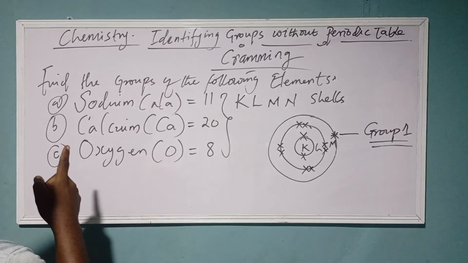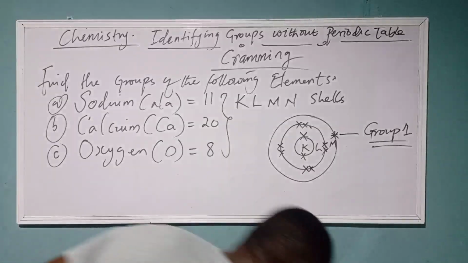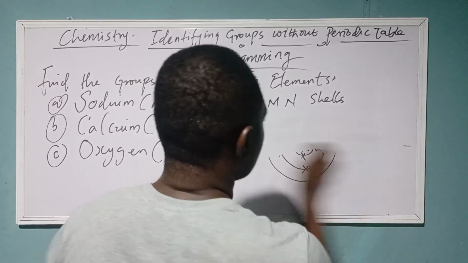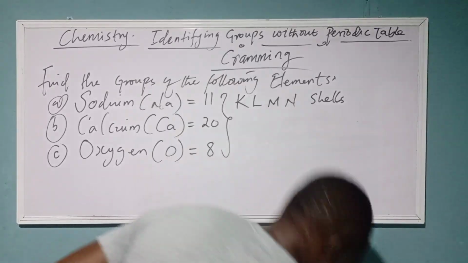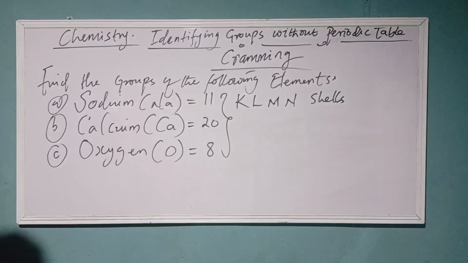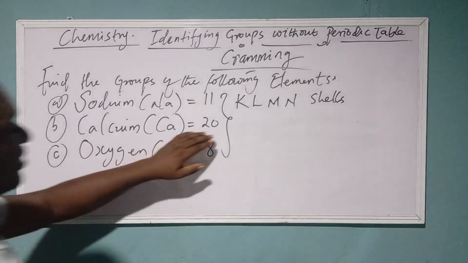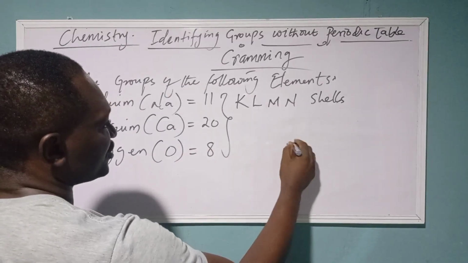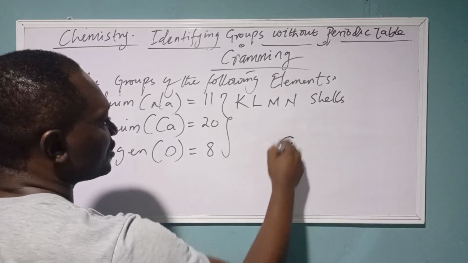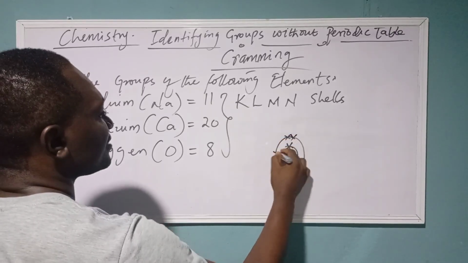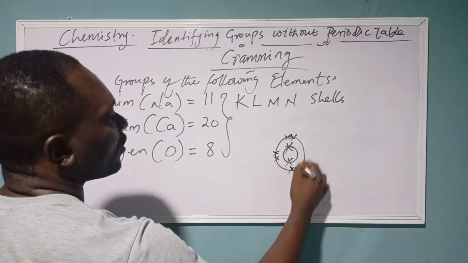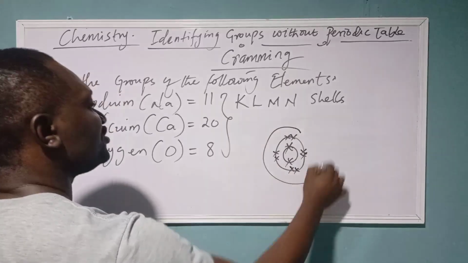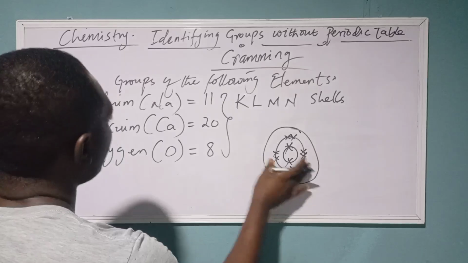Now let's check for calcium. I'll take this off and work for calcium. Now for calcium, we know that calcium has atomic number of 20. So let's start filling up our shells. For the first shell, we have 2. The second shell, 8. 3, 4, 5, 6, 7, 8. And then the next shell, so we have 10. We are left with 10.